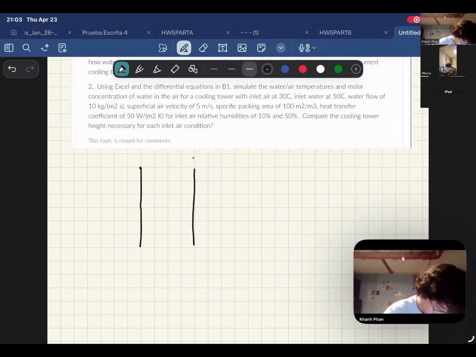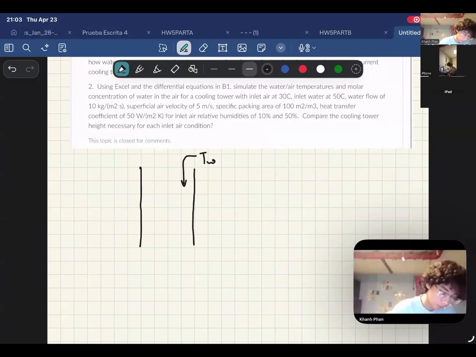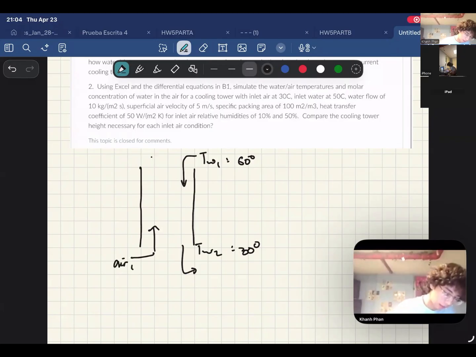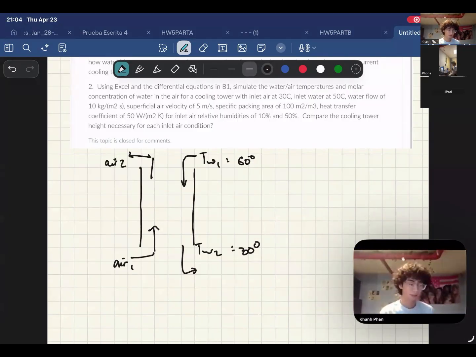So I'm going to draw a scenario. Imagine the water temperature coming in is T water 1, and T water 2 is the water coming out. T water 1 is 60 degrees, and T water 2 is 30 degrees. At the same time, air is going in the opposite direction: air 1, and air coming out this way is air 2. And we're going to derive all of these equations.